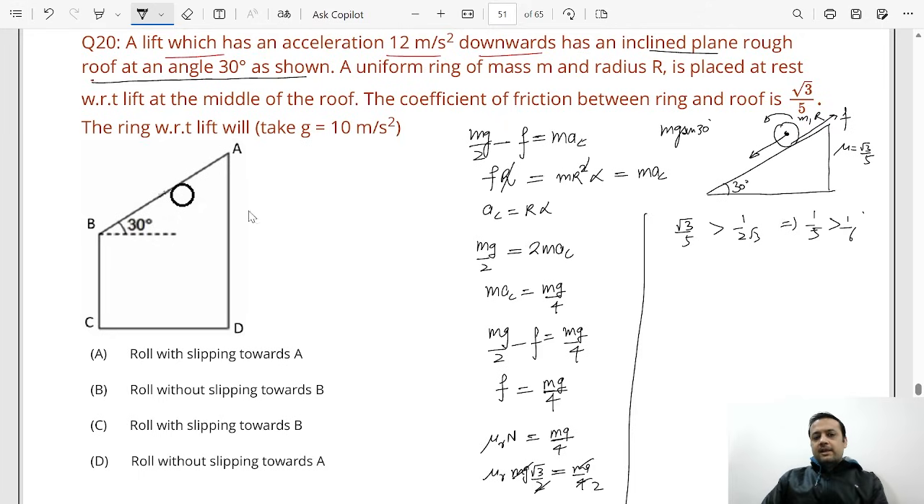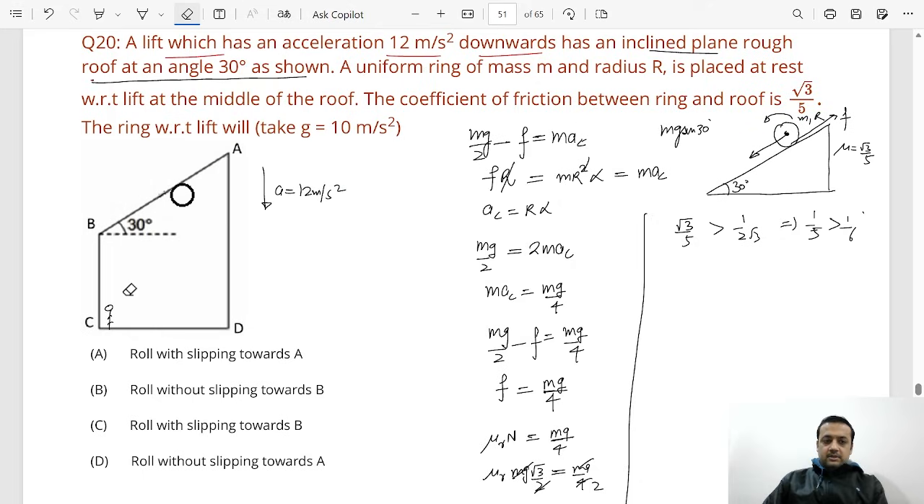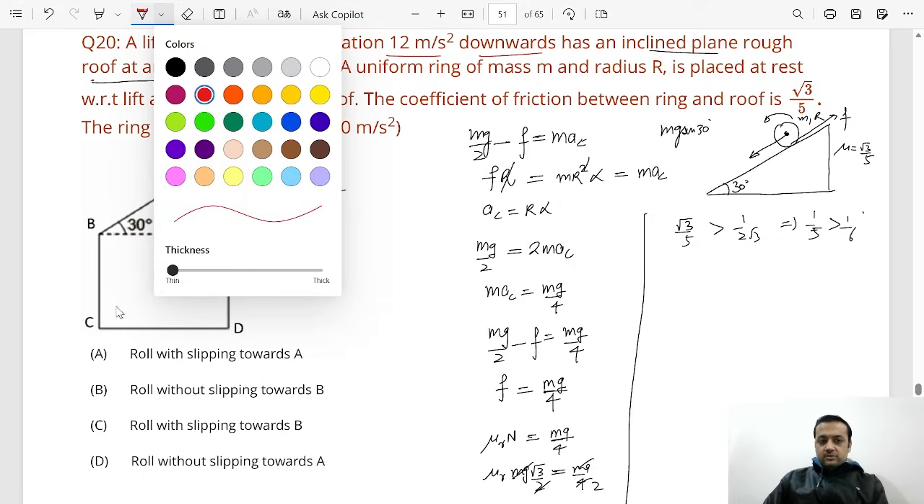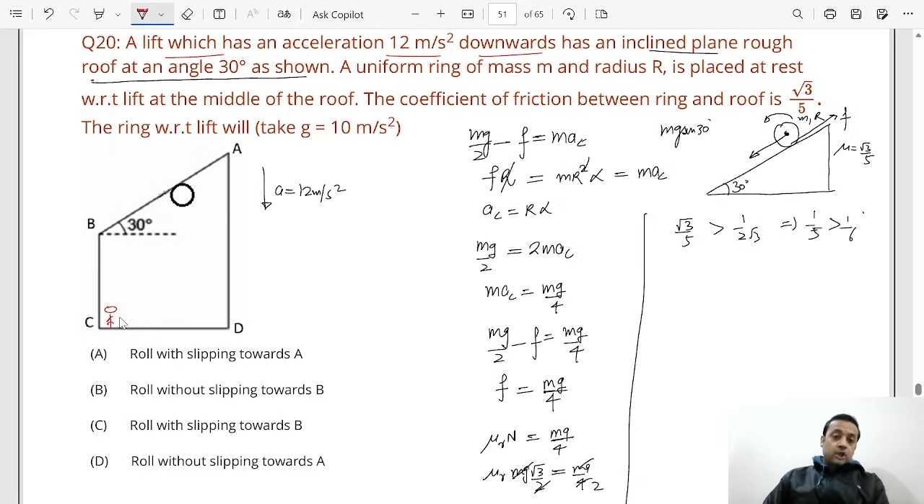Look, here what happens in the frame of the lift. Basically, this lift is accelerating down at an acceleration of 12 meter per second square, right? Now, inside the lift frame, suppose there is a red man standing inside the lift. For this red man, the lift will be at rest, yes or no? The lift will be at rest, right? But the value of effective gravity will become how much? G minus A, right? G is 10 and A is 12. So minus 2.